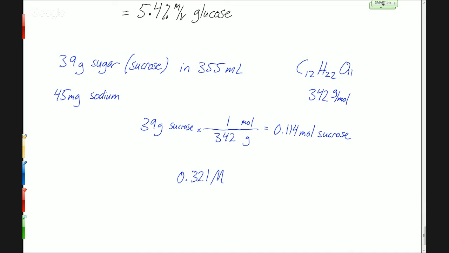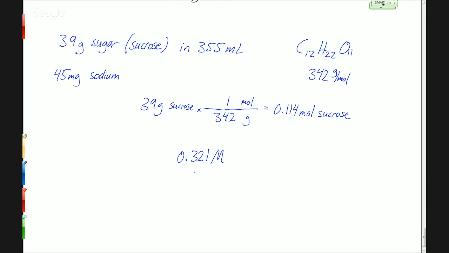Let me do that more clearly. I took the 0.114 moles and divided them by the volume, which is 0.355 liters. And that's the concentration of just the sugar, assuming it's all sucrose, which it's not, but it's a reasonable assumption for our purposes here.